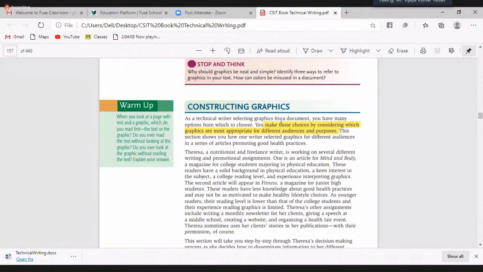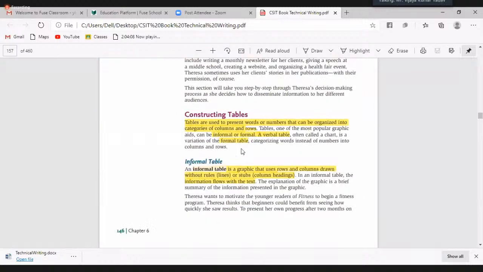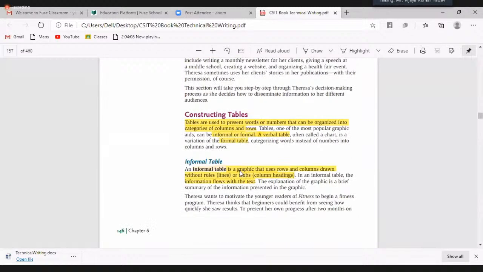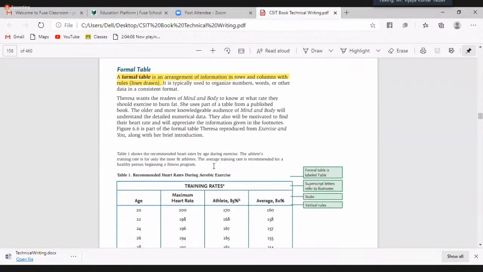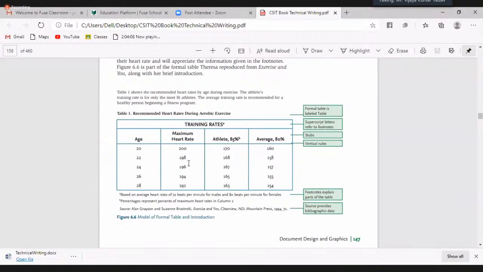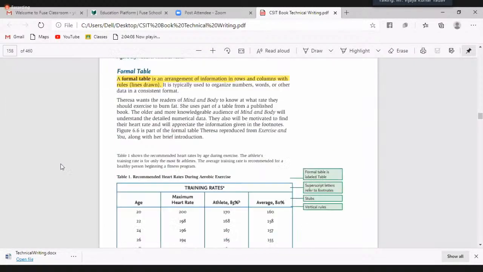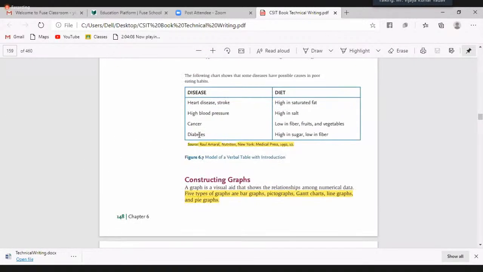Constructing graphics. How can we construct graphics? Discuss. You can answer this question from this. In constructing graphics, you have to write about constructing tables. So in constructing tables, you have to briefly talk about informal table and formal table. No need to give examples, because you won't have that much time. Just define all these things: what an informal table is, what a formal table is, and then what a verbal table is.